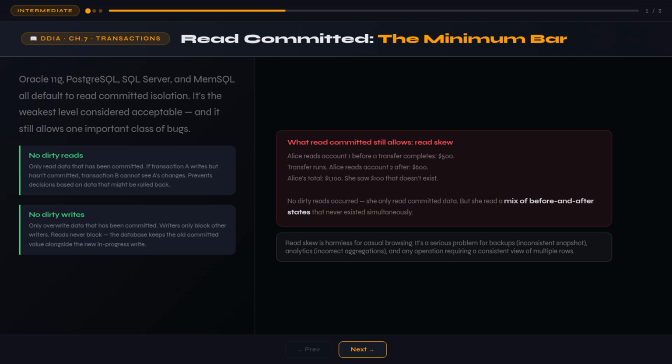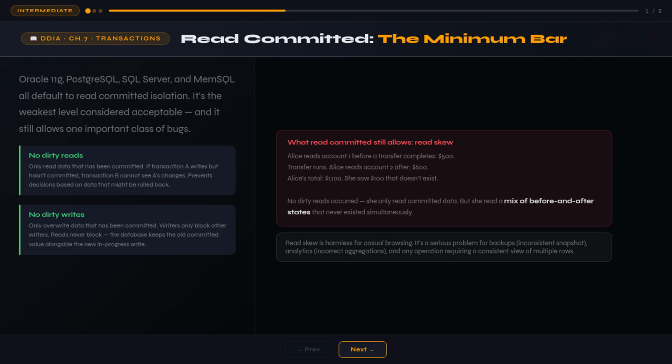It promises two things: you only read data that has been committed, no dirty reads, and you only overwrite data that has been committed, no dirty writes. Dirty reads are easier to visualize. Transaction A updates a row but hasn't committed yet. Transaction B reads that row and sees the uncommitted value. Now transaction A aborts. Transaction B made a decision based on data that technically never existed. In financial systems, this can mean a user sees a balance transfer in progress and acts on it, then the transfer is rolled back. The user has made an irreversible external action based on a lie.